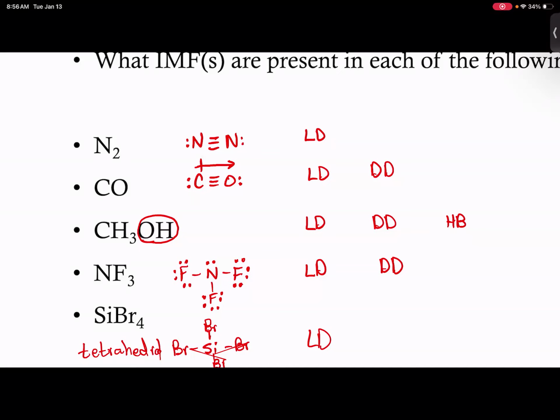You got to be able to sort this, because the questions next are, okay, which of these molecules is going to have the highest boiling point? CH3OH, because it has that hydrogen bonding capability.